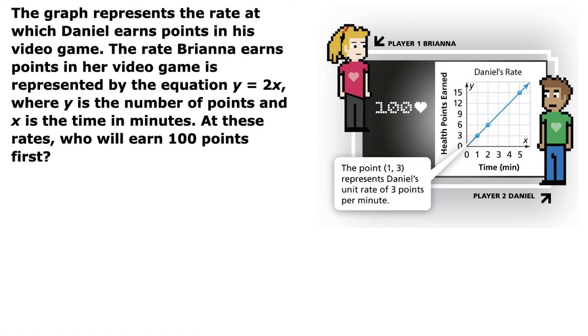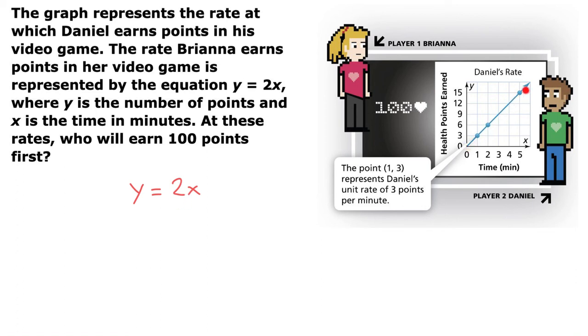I'm trying to figure out which video game player will earn 100 points first. So again, to make a comparison, the best way would be to find the unit rate or the constant of proportionality for each representation. For Brianna, I'm given the equation y equals 2x, 2 being the constant of proportionality. And what that means is for every 1 minute of gameplay, Brianna will earn 2 points.